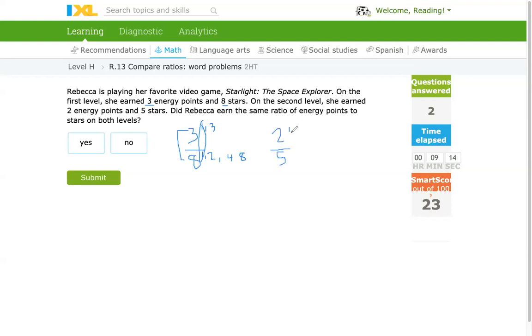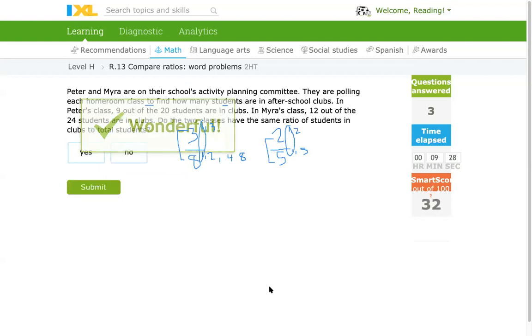Now I'm going to do 2/5. I know that 1 times 2 equals 2 and nothing else. And then 1 times 5 equals 5 and nothing else. 1 is the only common number so they stay the same. And because they stay the same, they are not the same ratio. So no would be the correct answer.